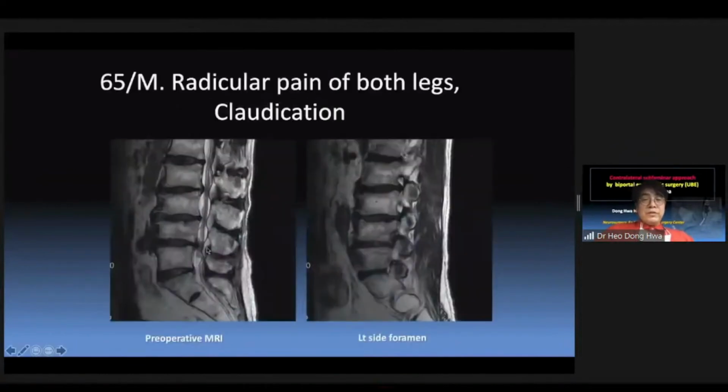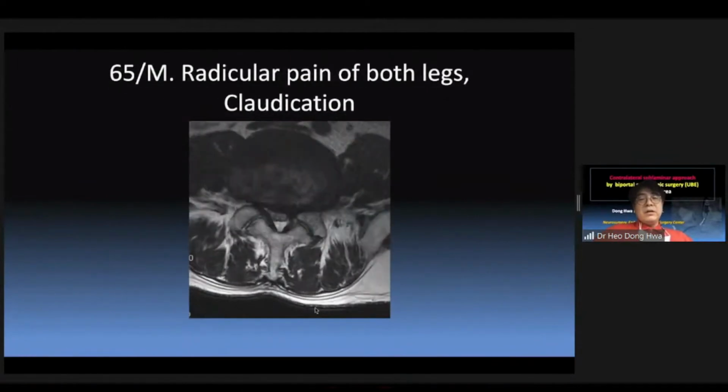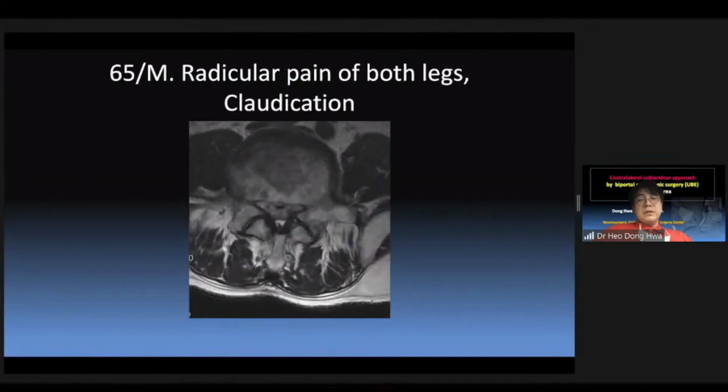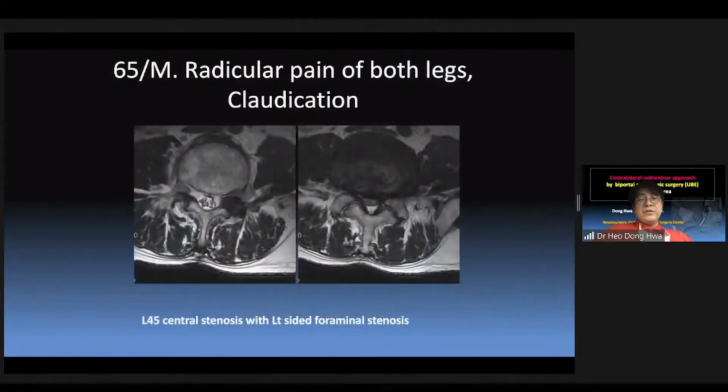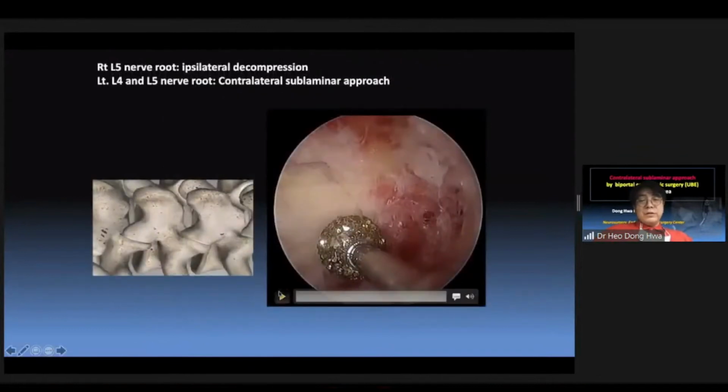You can see the central stenosis as well as foraminal stenosis. So you can see the foraminal stenosis as well as severe central stenosis. So my decision is the 3 root, 2 decompressions.